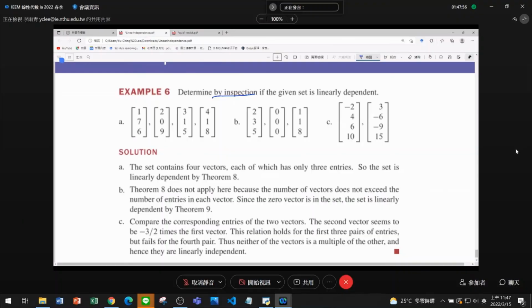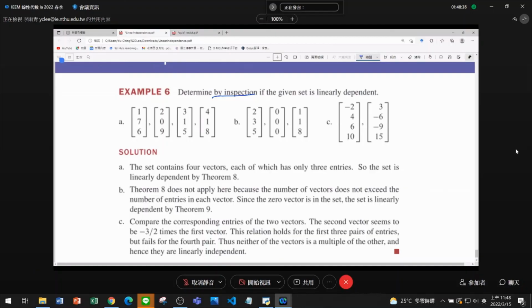So I'm going to say it again in English. Basically, this example is quite important because it tests whether we know how to use observation to determine whether vectors are linearly dependent or not. For the first question A, there are 4 vectors in R3 space. 4 vectors in R3 space cannot be linearly independent because the number of vectors exceeds the dimension of the host space. So the answer for question A is linearly dependent.